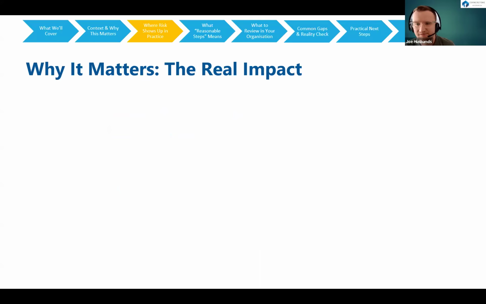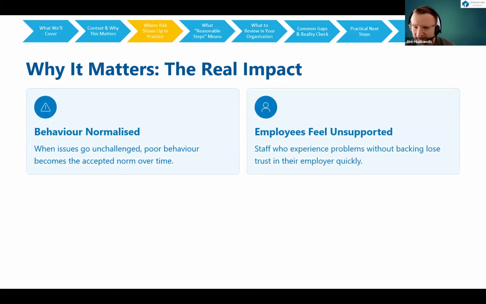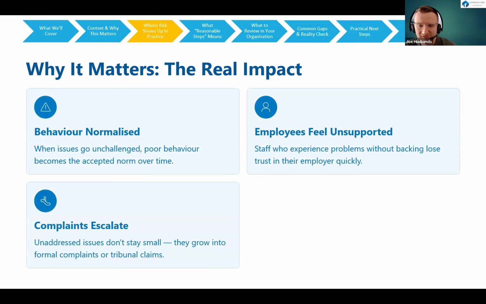So let's look at what this actually means in practice beyond the legal side, because in reality, the impact often shows up in more subtle ways first. One of the biggest risks is that behavior becomes normalized over time. And then once that happens, it becomes much harder to address because it's no longer seen as unusual or unacceptable. Alongside that, employees can start to feel unsupported. If they experience something uncomfortable and nothing's said or done about it, that can have a real direct impact on trust, as I've said. From there, issues can then start to escalate.